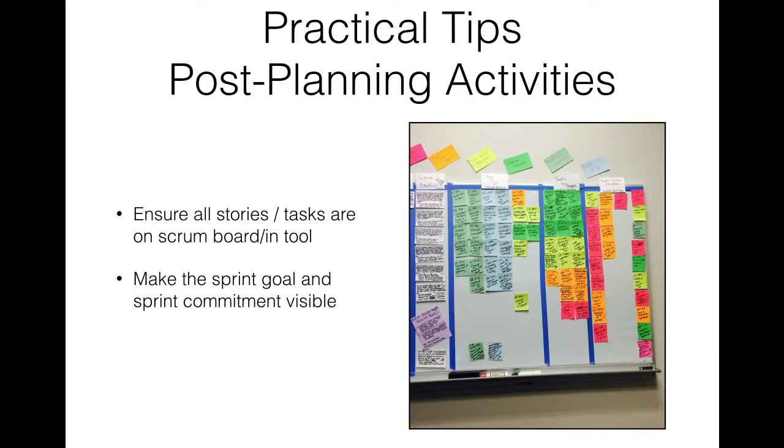Some practical tips for Scrum Masters on post-planning activities. Make sure that all of the stories and tasks are written, they're hanging on the Scrum board or they're entered into the tool. Make sure everything has hours so that you can build your burn downs and help the team to make decisions as they go through the sprint. And then make sure that the sprint goal and the sprint commitment is written down and is visible where the team can see it, so they have a rallying point for conversations throughout the sprint.